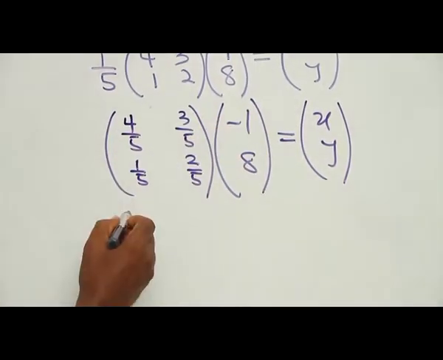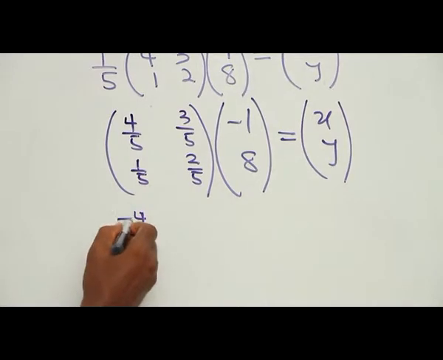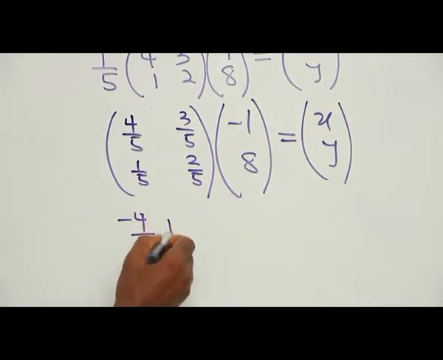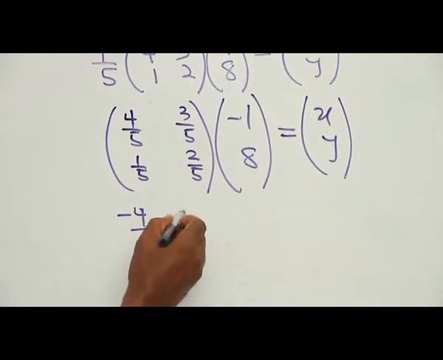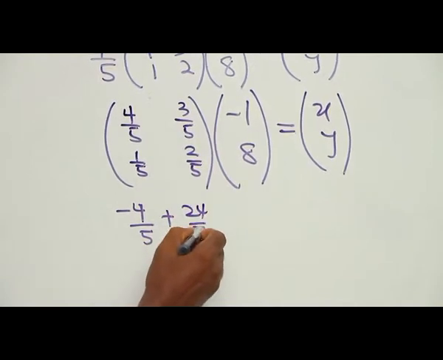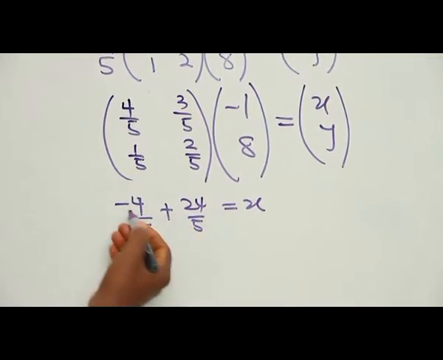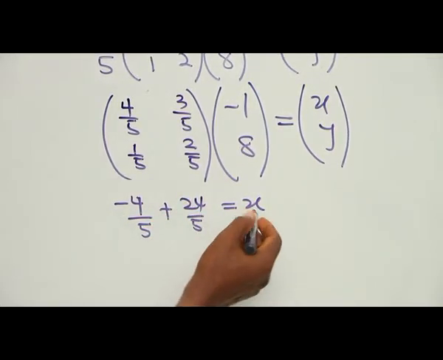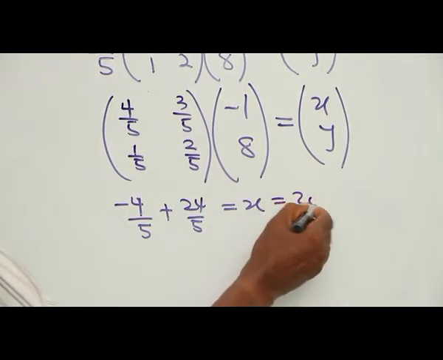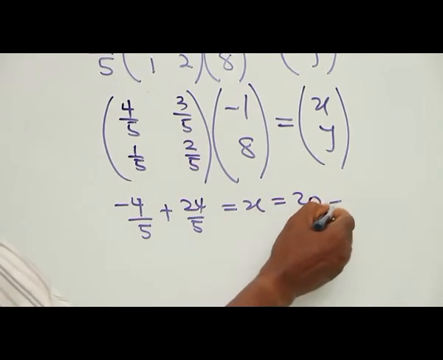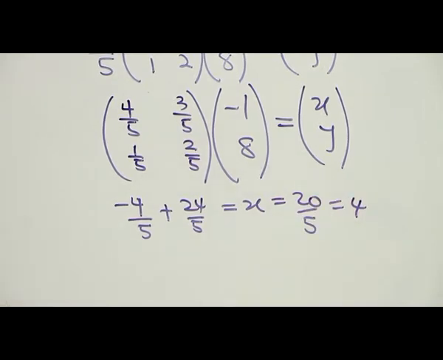So multiply this out. The first one is minus 4 over 5 plus 3 times 8 is 24 all over 5. This is equal to your S. And when you do this, minus 4 plus 24 is 20. So this is 20 all over 5, and the answer is 4.